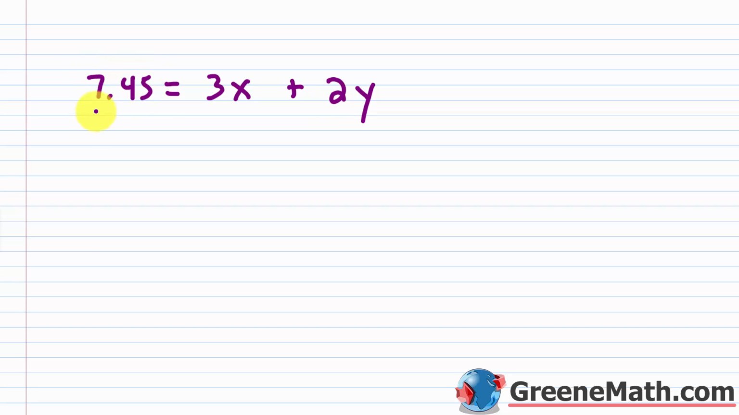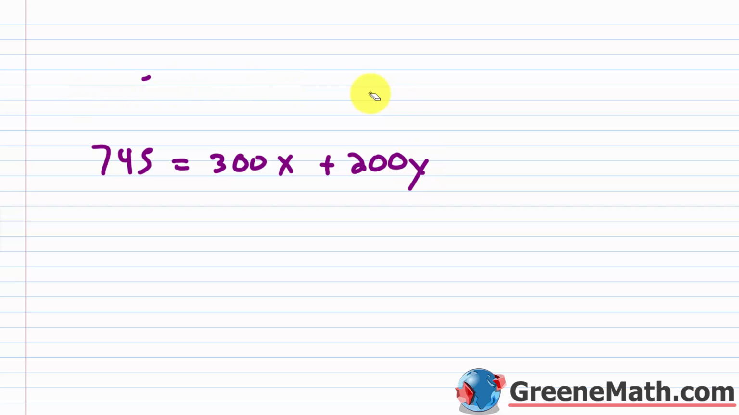Again, you can clear the decimal if you want. You can multiply everything by 100. So we could say this is 745 is equal to 300x plus 200y. Not necessary if you're working with a calculator, but I'll just do it because your book would probably do it.